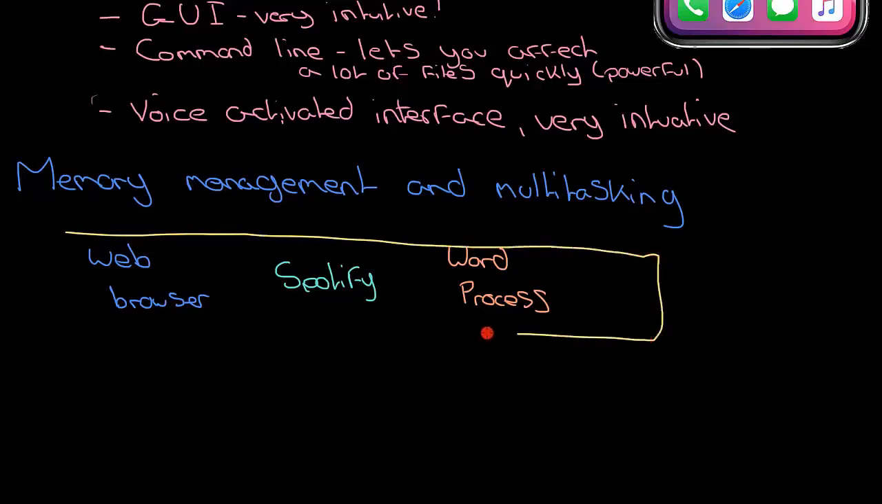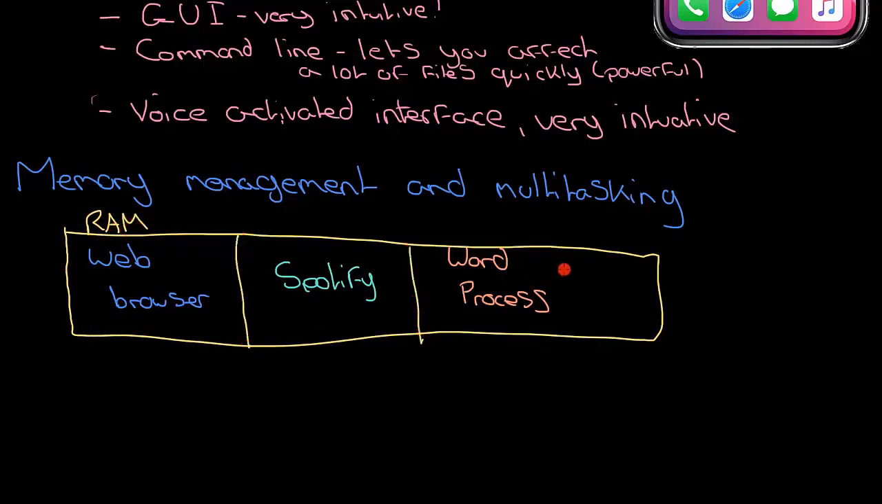So if we've got, say, this is RAM, I'm going to draw a box now. This is RAM. I want my computer to section off the memory and make sure that my word processor doesn't use memory for Spotify. I don't want, for example, Word documents suddenly popping up in the middle of my music. It will cause that program to crash.